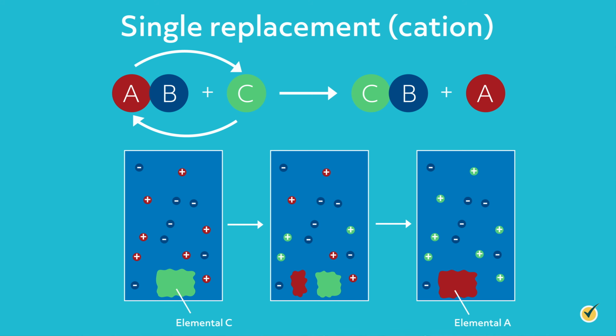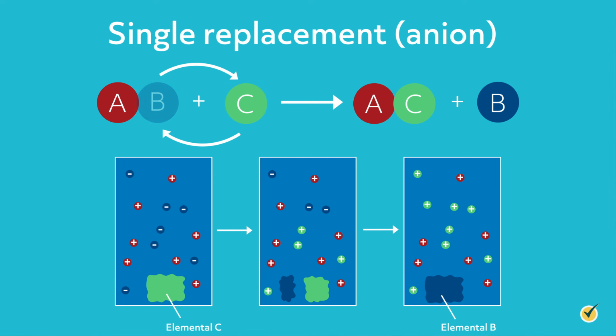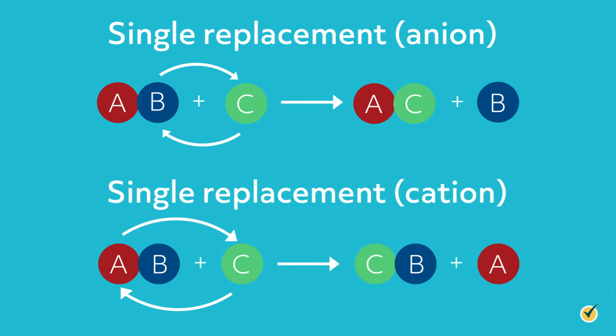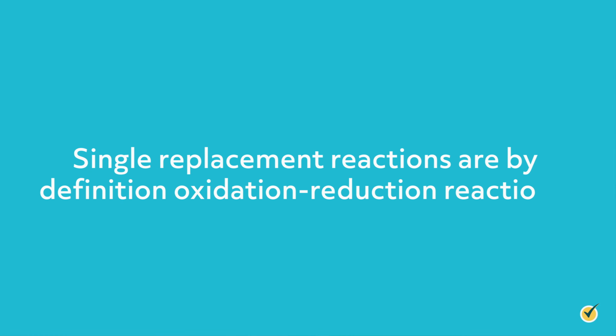We'll cover relative reactivity in a minute, but first I want to point out that we could also have written the reaction showing C replacing the anion B, producing aqueous AC and elemental B. This is an anion replacement reaction. Again, whether this happens will depend on the relative reactivity of B and C. Notice that in either scenario, electrons are moving between species. For example, in the cation replacement reaction, A gains electrons and C loses electrons. This means single replacement reactions are by definition oxidation-reduction reactions.